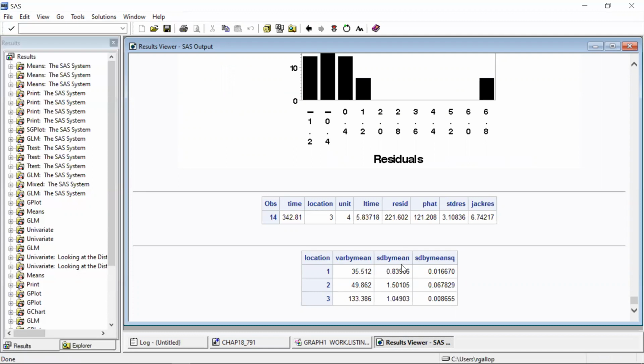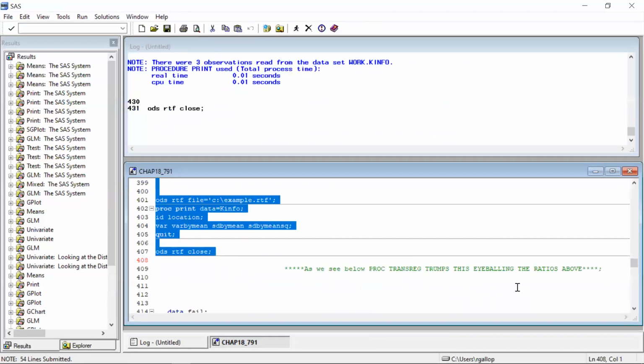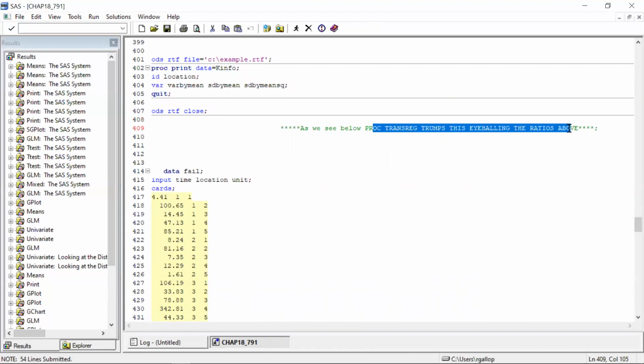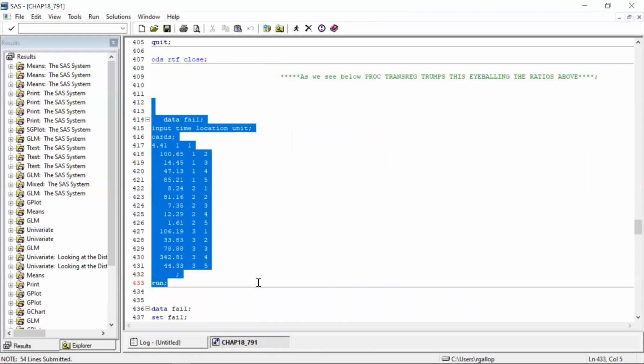You guys saw the ratio of the standard deviation by mean. Again, you're looking to see which one yields a near similar result to the rule of thumb. But I think it's better to use PROC TRANSREG rather than eyeballing those ratios. Go and load the data again.